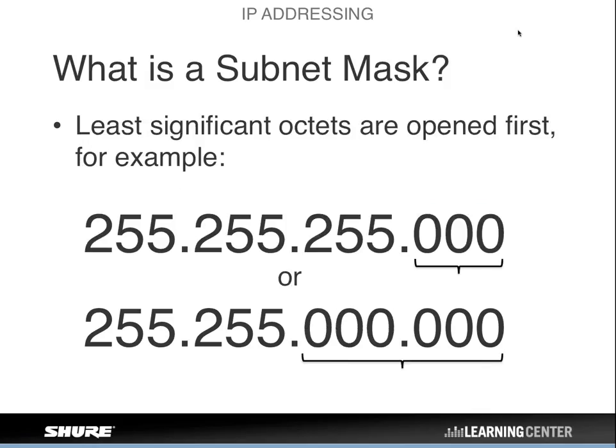Let's see. Okay. So what happens is, subnet masks, I like to call a value of 0 open. And the reason I like to call it that is when an octet in a subnet mask is set to 0, the associated octet of the IP address for that device is the value that can vary as well. So, to step back a second, every device has a subnet mask and an IP address.